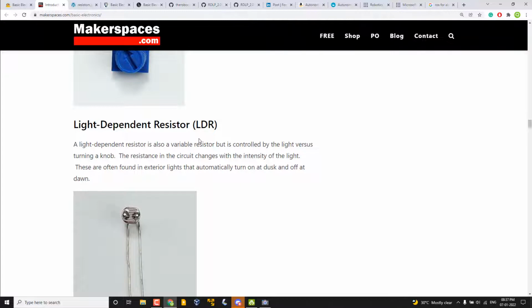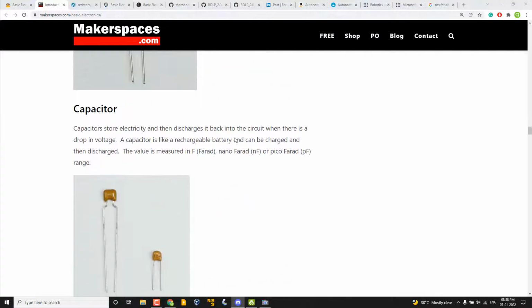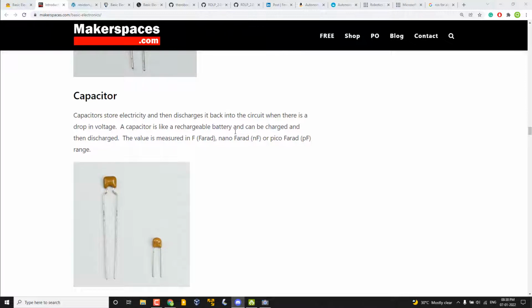Which changes the resistance based on the light. So if you want to create a light following robot, for example, you can simply use an LDR, and based on the resistance, you can feed it into some microcontroller or something. So LDR is there. Then another type of component. I'm just talking about some popular things. Capacitors.